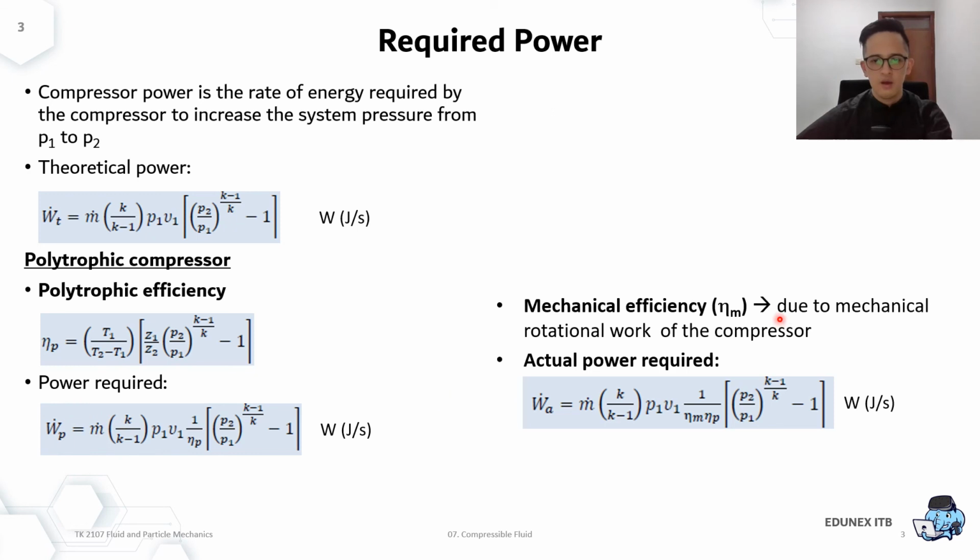And in terms of the mechanical efficiency, due to the mechanical rotation work of the compressor, let's say the efficiency of the compressor is 75%. That means out of 100% of the energy supplied by the electricity, only 75% of it is used to increase the pressure. That means when you want to calculate the actual power required, again, you just have to divide the previous value by the mechanical efficiency.